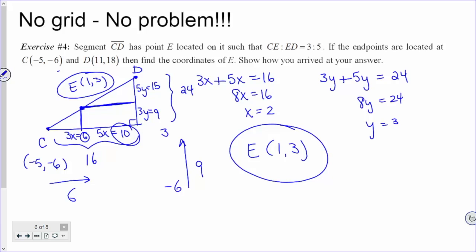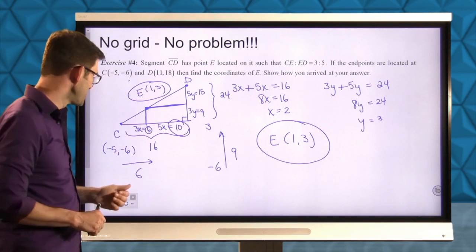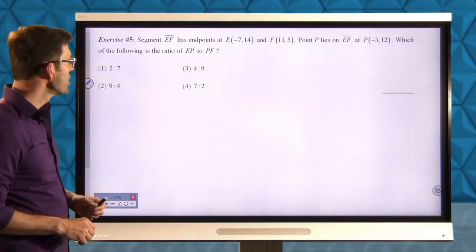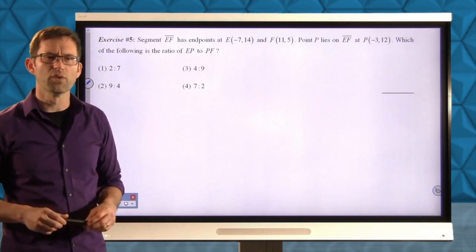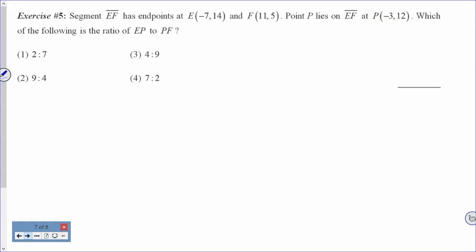All right, let's do it. So here we go. Last problem, little multiple choice problem, little spin on what we've been doing. Let's take a look. Segment EF has endpoints at (-7, 14) and (11, 5). Point P lies on EF at (-3, 12). Which of the following is the ratio of EP to PF?